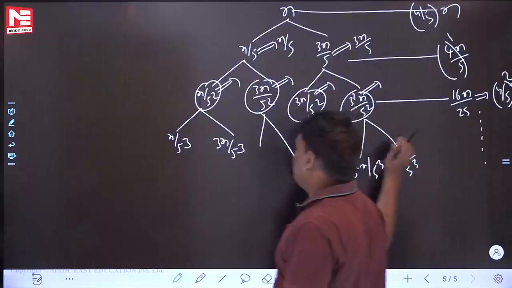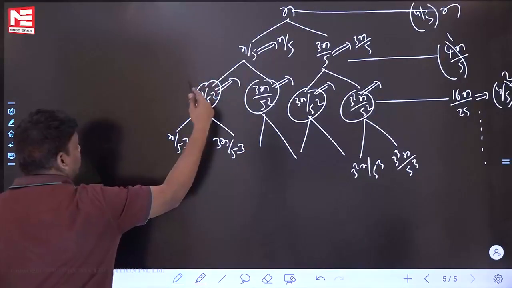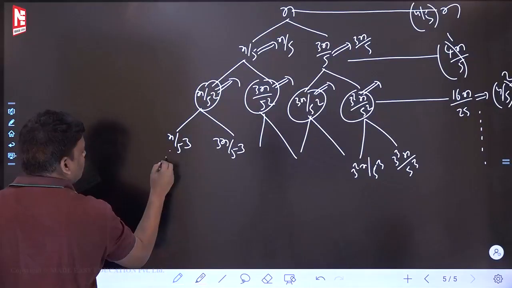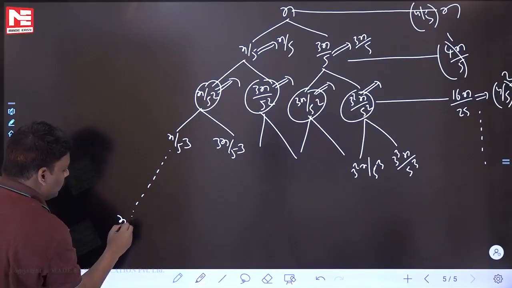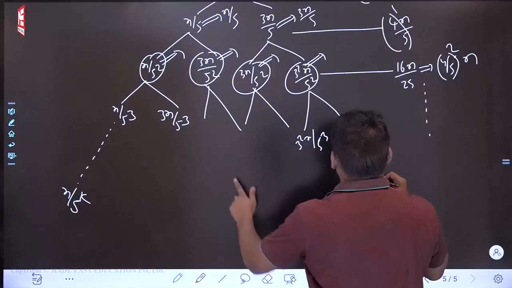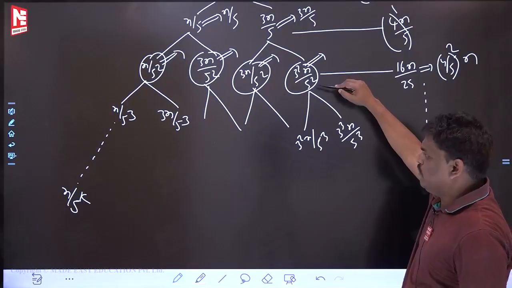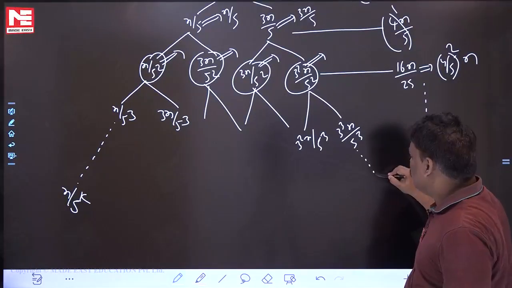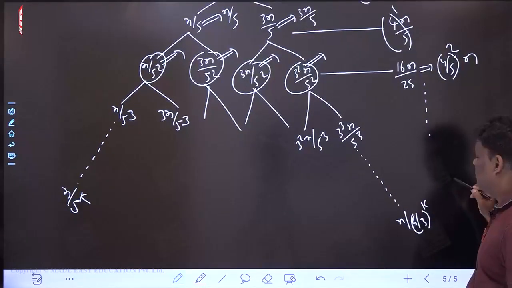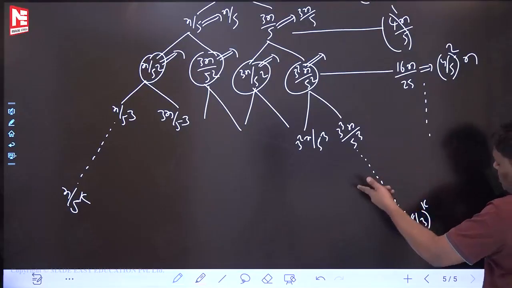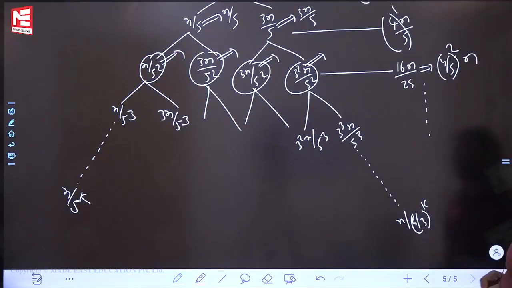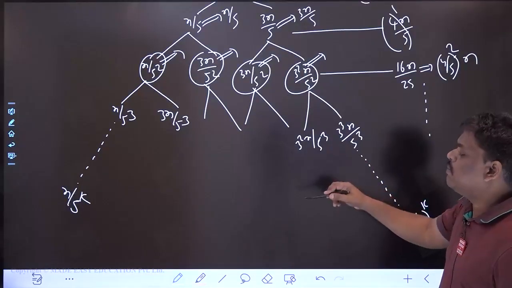Can you help me now? Let's see the extreme left and right. Left-hand side, if you observe, we always divide by 5. If you always divide by 5, after continuing k times, n by 5 power k will come. On the right, we multiply by 3 by 5, so we divide by 5 by 3. If you always divide by 5 by 3, what is the answer? n by (5 by 3) whole power k, after k times.